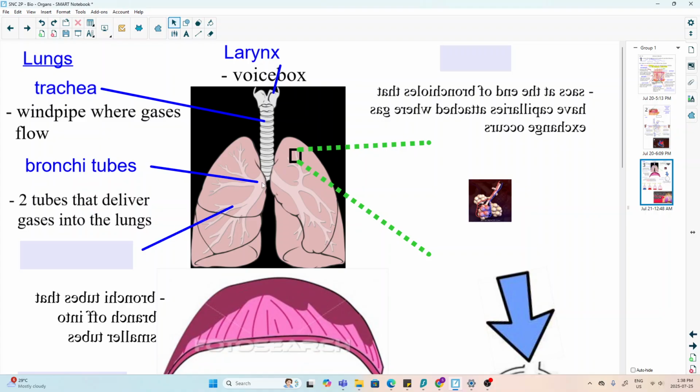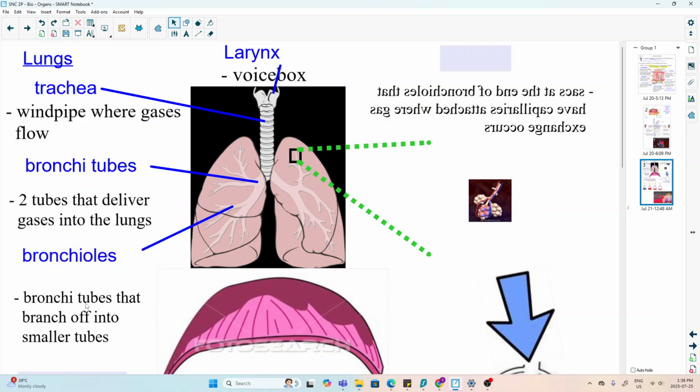Now, you see these bronchi tubes branch off into smaller tubes. We call those bronchioles. They're just smaller versions of the bronchi tubes when they branch off.